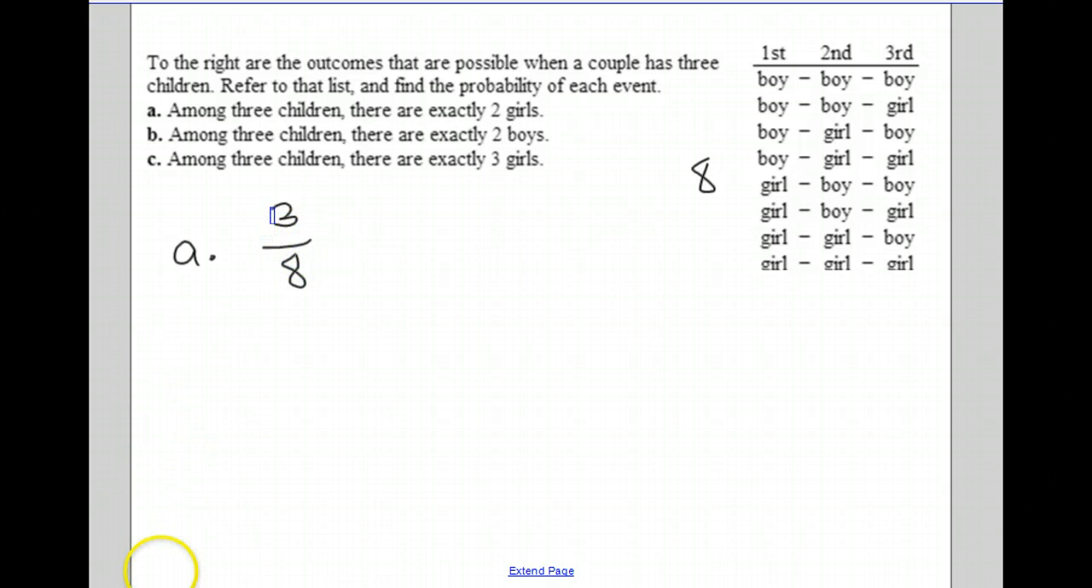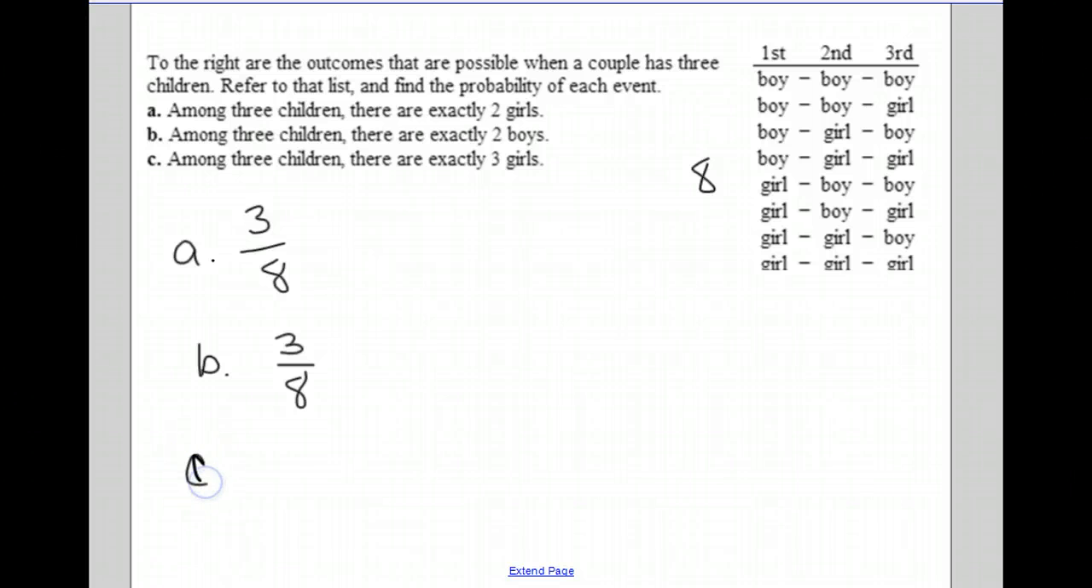Okay, and then part B says exactly 2 boys. Alright, well that would be 1, 2, and then down here we have 3. So again we get 3/8, and if you think about it, that should be equally likely. This is a very symmetric distribution.